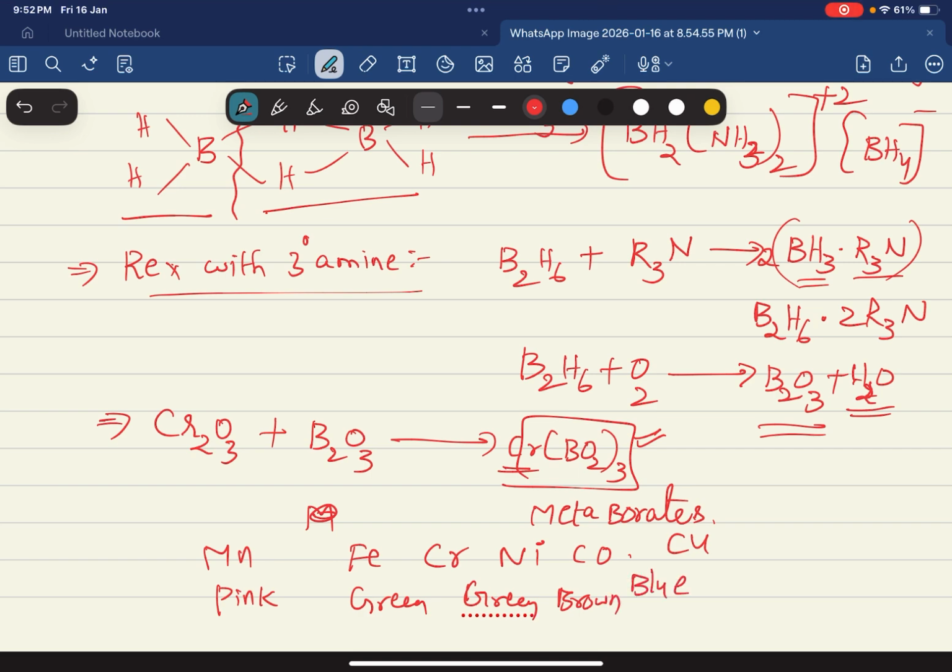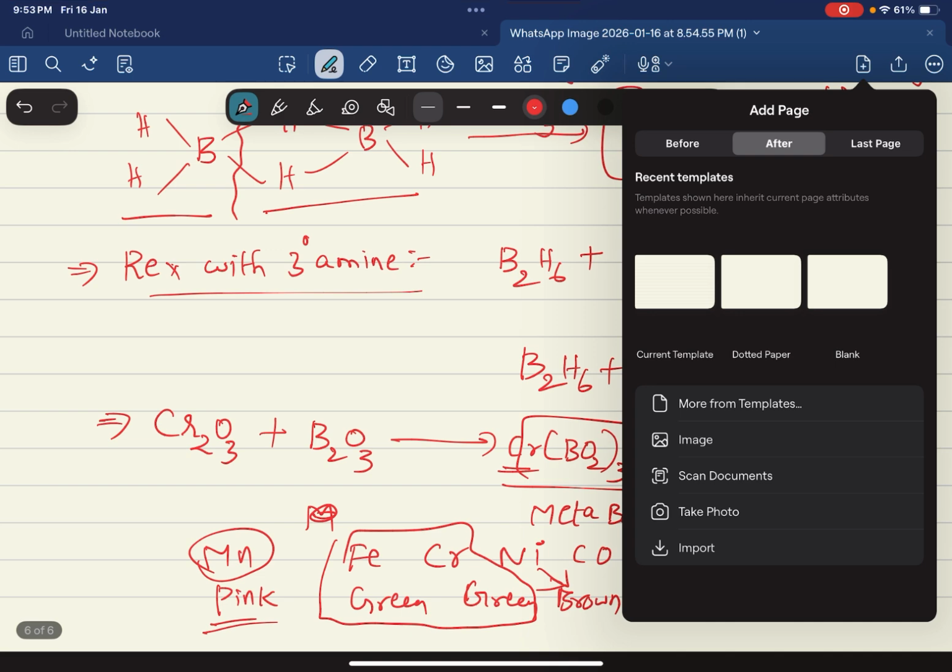Sorry, cobalt will be blue, copper will be blue. So copper and cobalt are blue, and iron and chromium are green. Manganese is pink, nickel is brown. Yes, these are the colors for the metaborates. And here one more very important point.